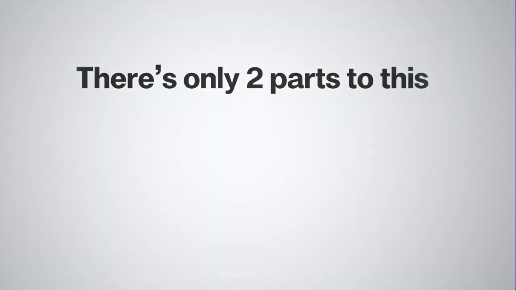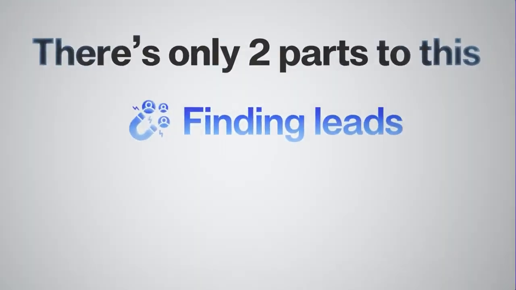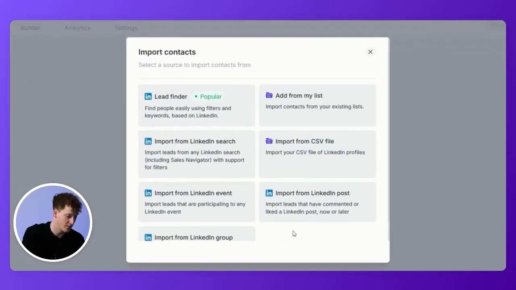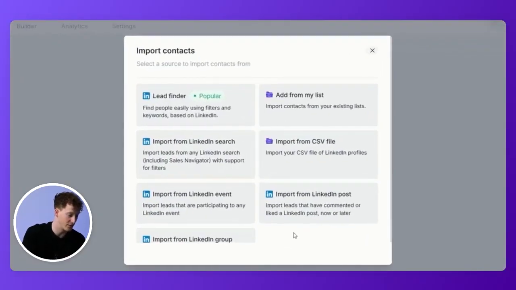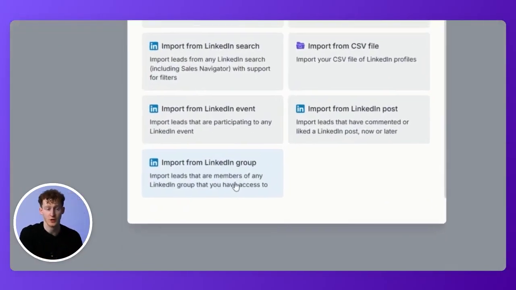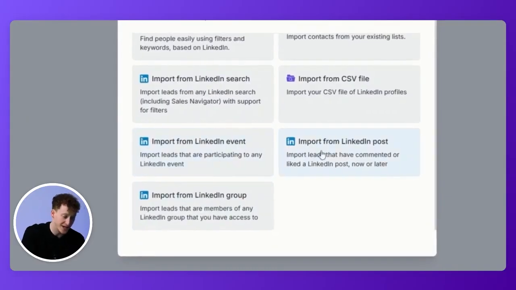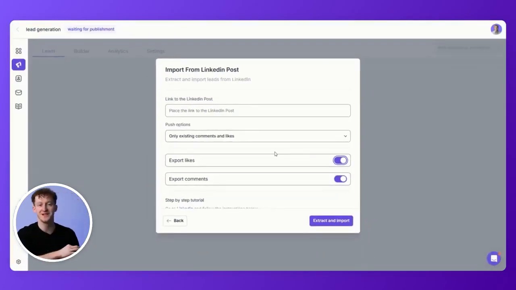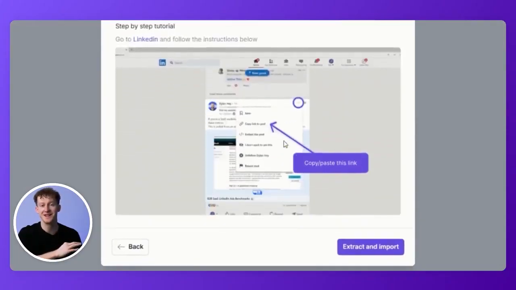So there's really only two parts to this: finding leads to reach out to and then actually reaching out to them. On screen here, you're going to see all of the different ways you can find leads on Prosp. You can import members of a group on LinkedIn, attendees of an event, and you can even import anyone liking or commenting on a particular LinkedIn post.